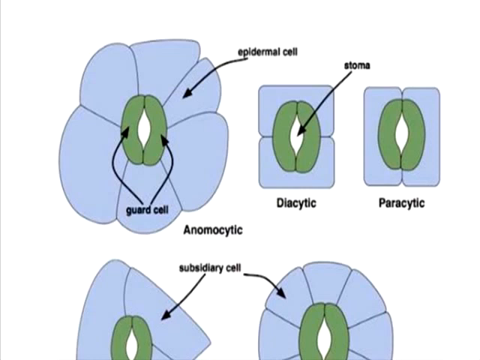Paracytic, parallel. The guard cells of the stoma are surrounded by two or more subsidiary cells which lie parallel to the long axis of the pore and guard cells, as is clear from the picture. This one is for the anomocytic, diacytic, paracytic, and then comes anisocytic.